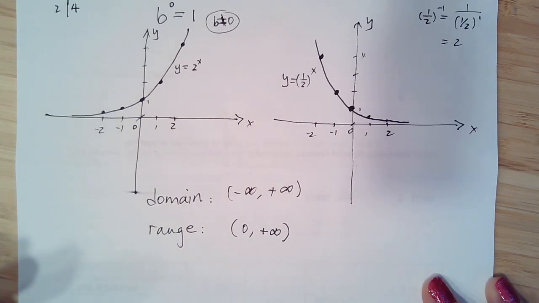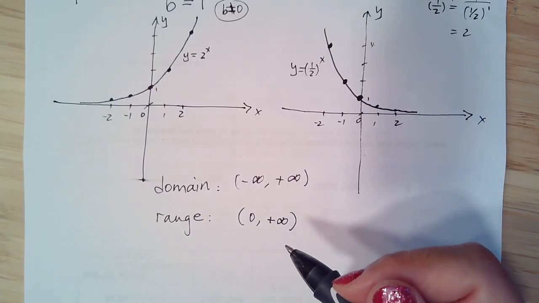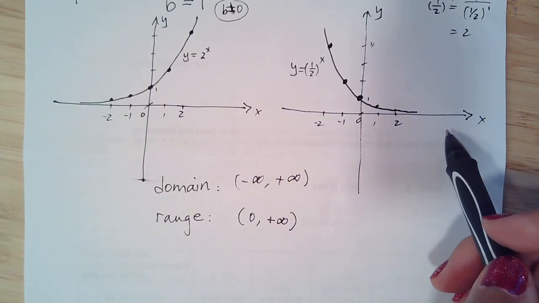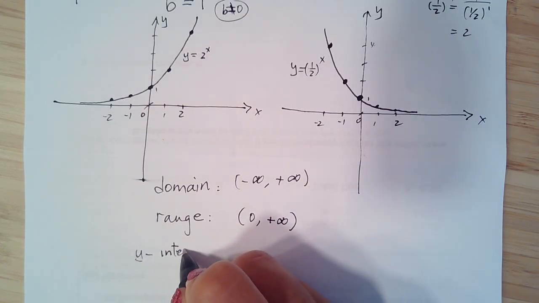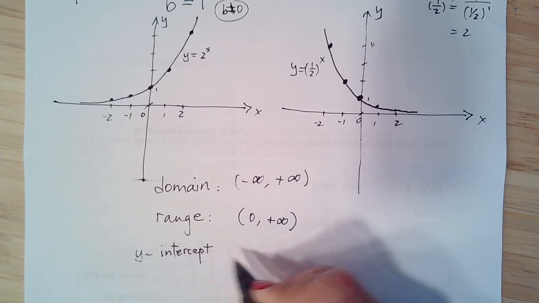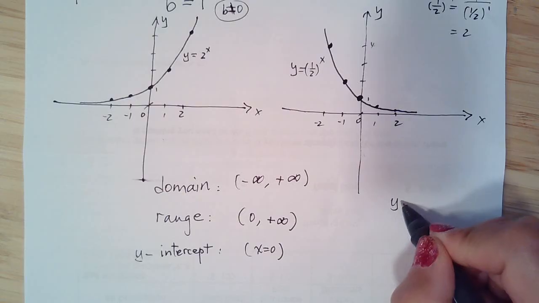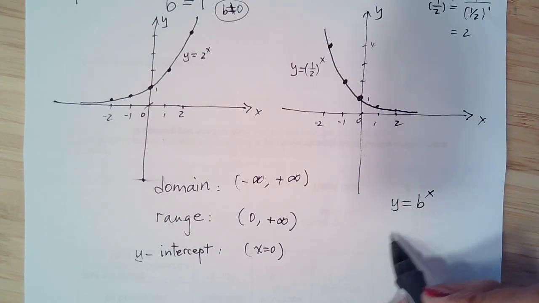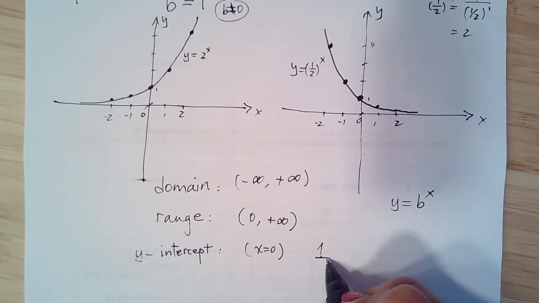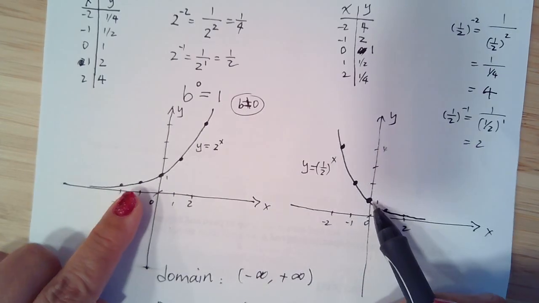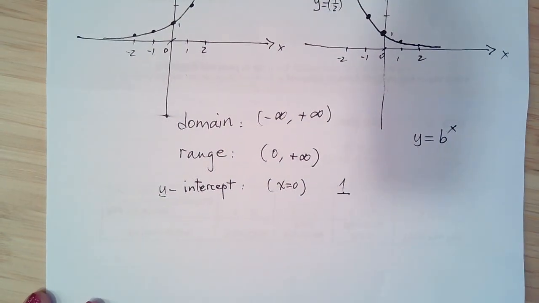All right, so we got the domain, we got the range, and then let's talk about the intercepts. It won't touch the x-axis, so there's no x-intercept. What about the y-intercept? The y-intercept is the y value when x equals 0. Because y equals b to the x, when x equals 0, b to the 0 is 1, so the y-intercept is always 1. Did you see that? It always passes through that point (0, 1).